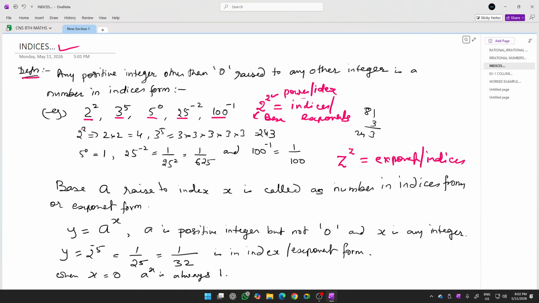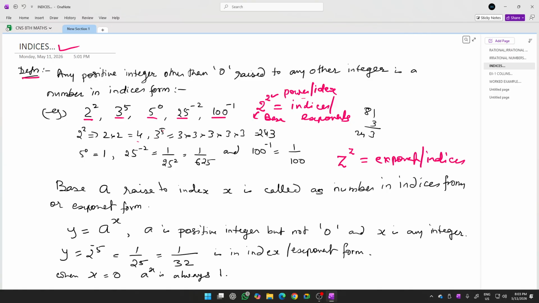So 2 raised to 2 means you have to take the base 2 and multiply that base the number of times shown in the index. In the index there is a 2 written over here. So you have to multiply this base 2 times. So 2 into 2 is 4. So 2 raised to 2 is equal to 4.